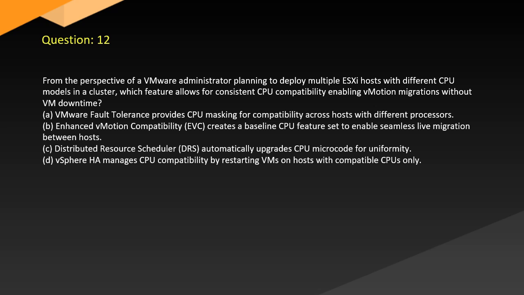A. VMware Fault Tolerance provides CPU masking for compatibility across hosts with different processors. B. Enhanced vMotion Compatibility creates a baseline CPU feature set to enable seamless live migration between hosts. C. Distributed Resource Scheduler, DRS, automatically upgrades CPU microcode for uniformity. D. vSphere manages CPU compatibility by restarting ESXi hosts with compatible CPUs only.